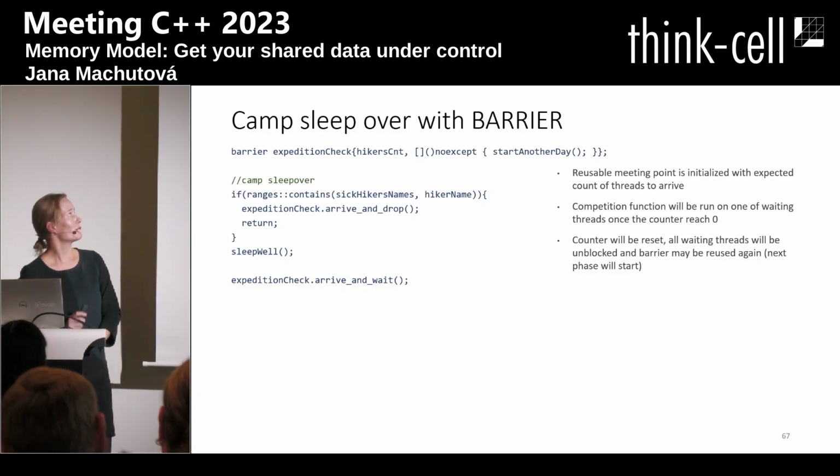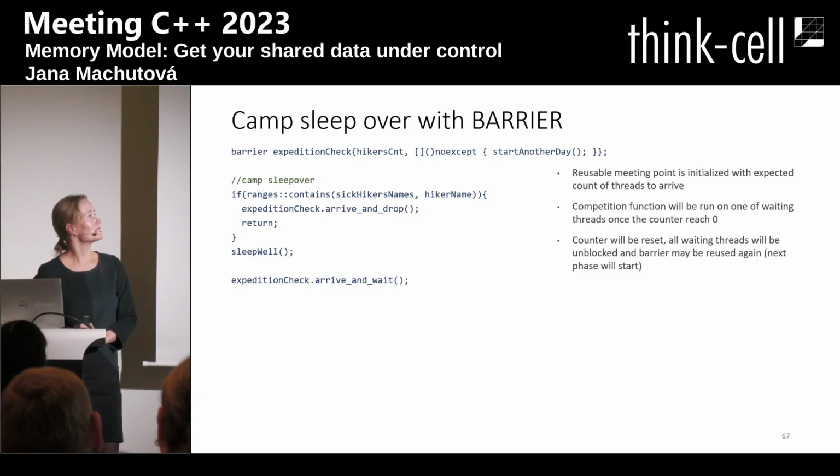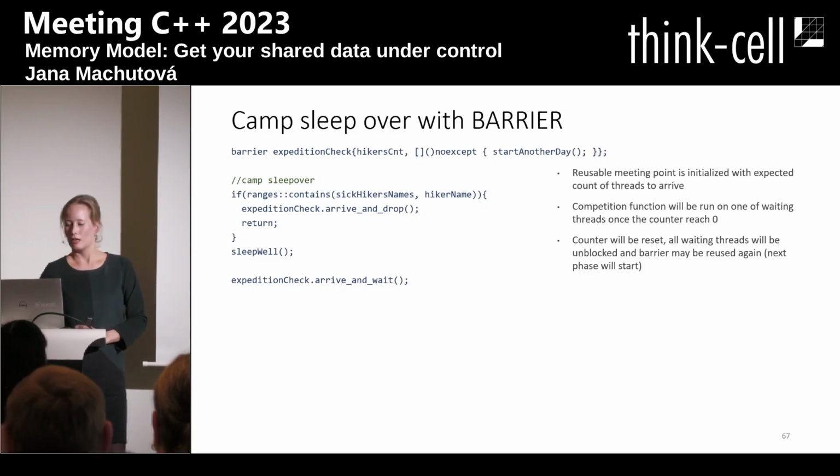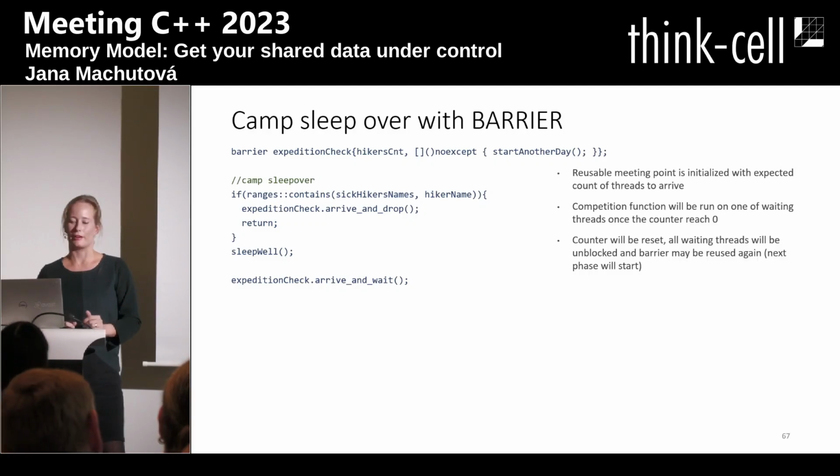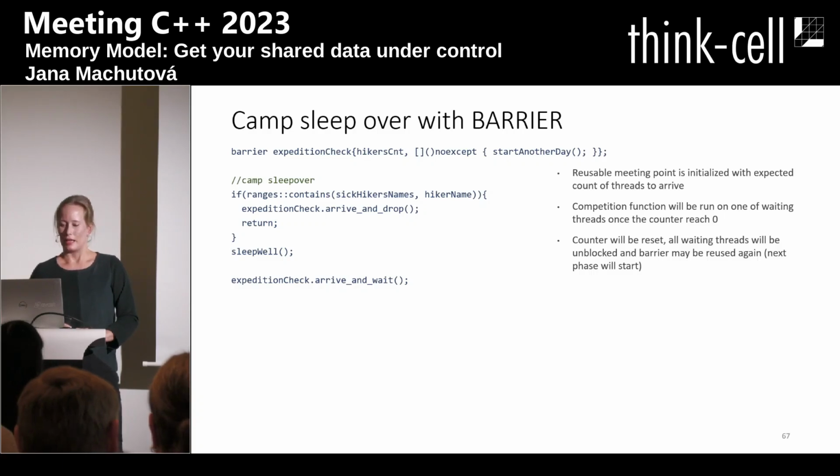And it has one more parameter, which is pretty important, and it's a completion function. When everyone who is expected to arrive to the barrier is there, then the completion function is run. Only one of the waiting threads will run it, and then all will be allowed to continue. It's an optional value, you don't need to define it, but it can be very useful.